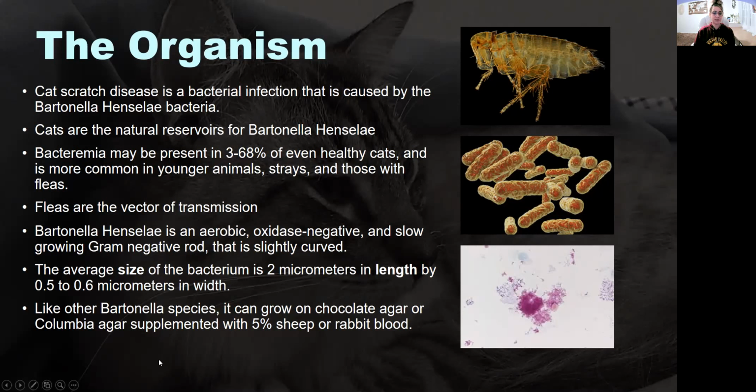Now, the average size of the bacterium is 2 micrometers in length by 0.5 to 0.6 micrometers in width. Like other Bartonella species, it can grow on chocolate agar or Columbia agar supplemented with 5% sheep or rabbit's blood.